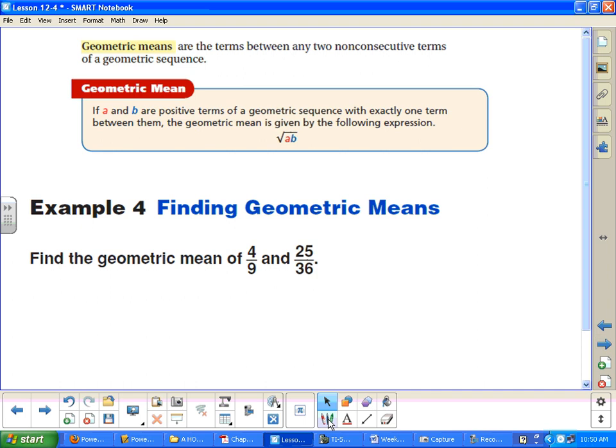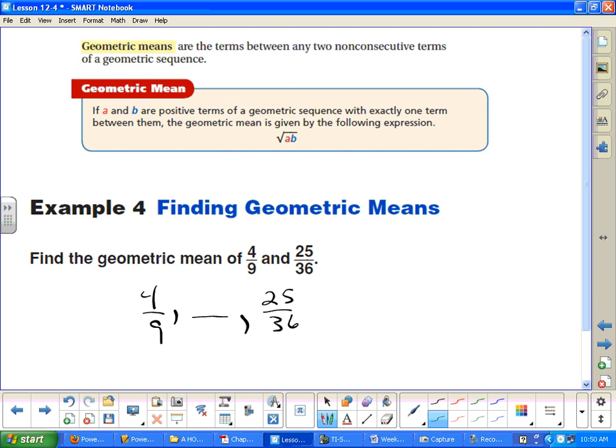So I have, in this case, we've got 4/9, some other number, and 25 over 36. And I want to find the number between them. And all I do is the square root of 4/9 times 25 over 36. Okay? Easiest thing you could do. Geometric mean. Take the square root of the two numbers multiplied together. Okay.